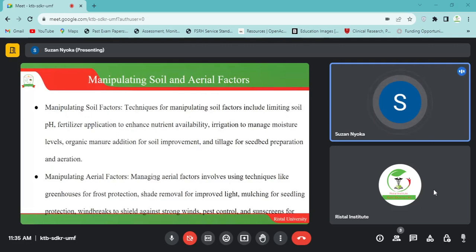the soil factors and manage the aerial factors. Under the soil factors, we're going to look at the moisture content, aeration, and all that. And then for the aerial factors, we look at factors like frost, light, winds, pests, all those things that affect growth of the soil or of the ground factors.